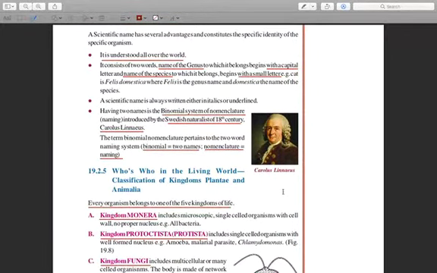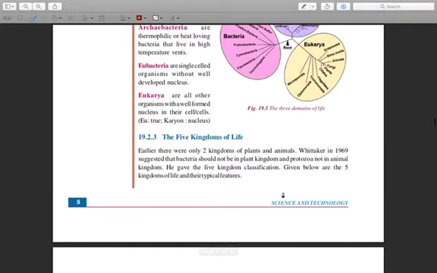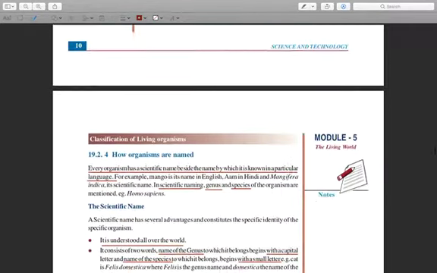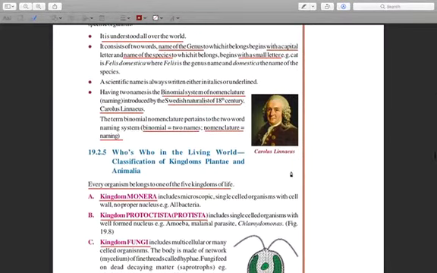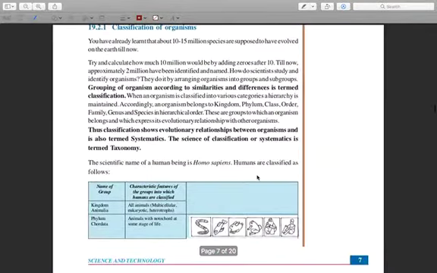Sorry, the 5 kingdom system was introduced by a different scientist. I said Carolus Linnaeus, right? That was wrong. It was by a different scientist. But this binomial nomenclature was introduced by Carolus Linnaeus. This is a correction, okay? I made a mistake there. Fine.